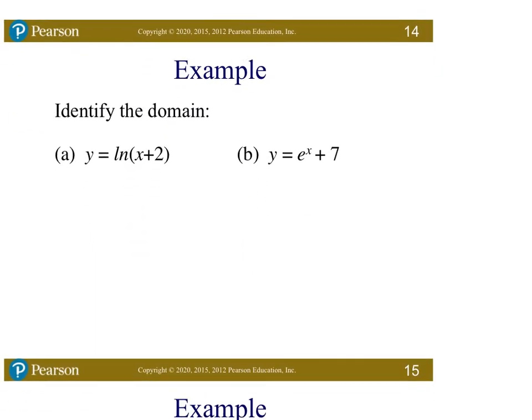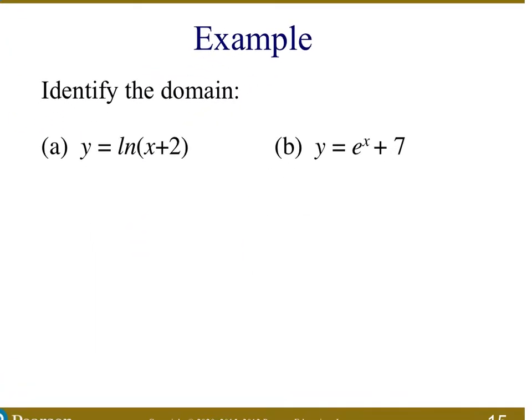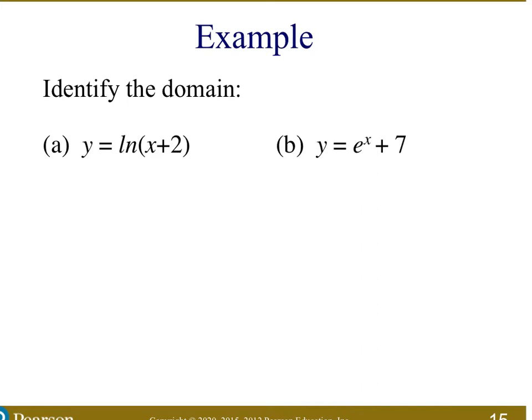So let's practice finding the domain. Here's a logarithm question, and so we automatically use greater than 0. You take what's inside the logarithm, which is x plus 2, and then that identifies your domain. And so our domain will be all numbers that are greater than negative 2. The range is all real numbers. For part B, it is not a logarithm. It is also not a denominator, and it's not an even root. So this domain is automatically all real numbers.